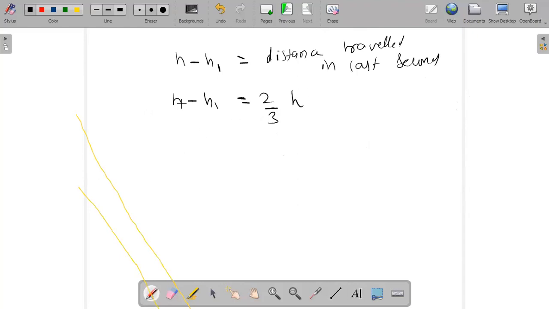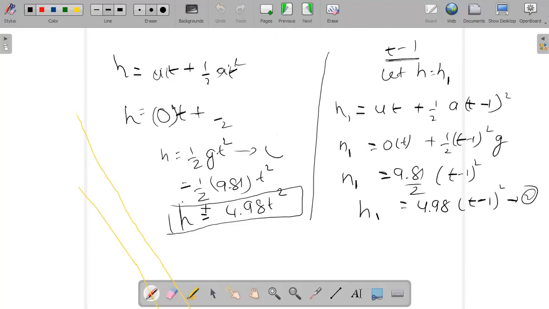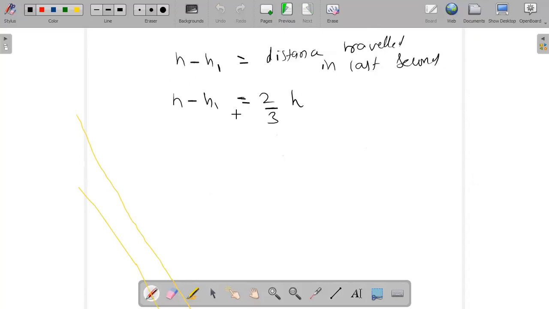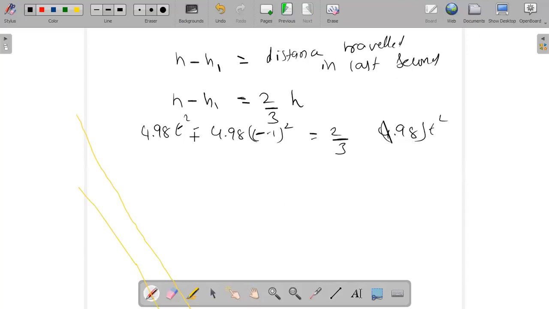We know the value of h, you can go and check the previous slide. So h is equal to 4.98 t square. We will substitute here everything. So this will become 4.98 t square minus 4.98 (t minus 1) the whole square is equal to 2/3 of 4.98 t square. Here on every side, 4.98 gets cancelled.